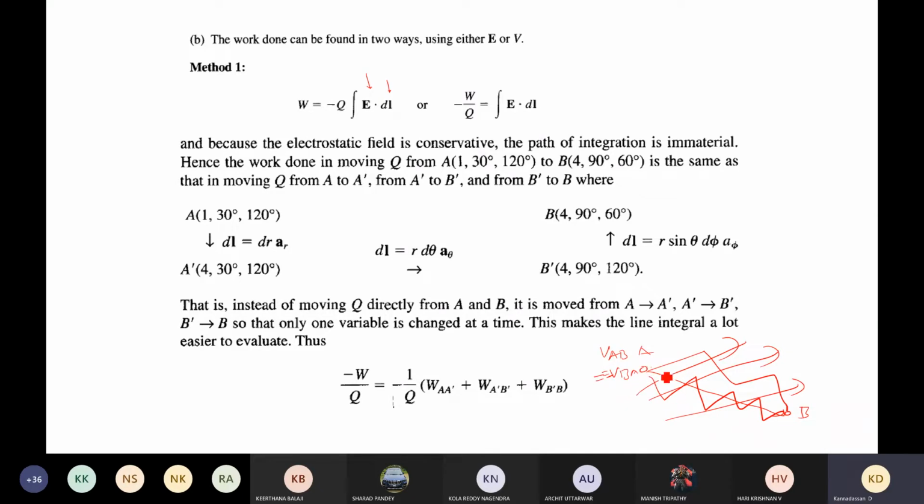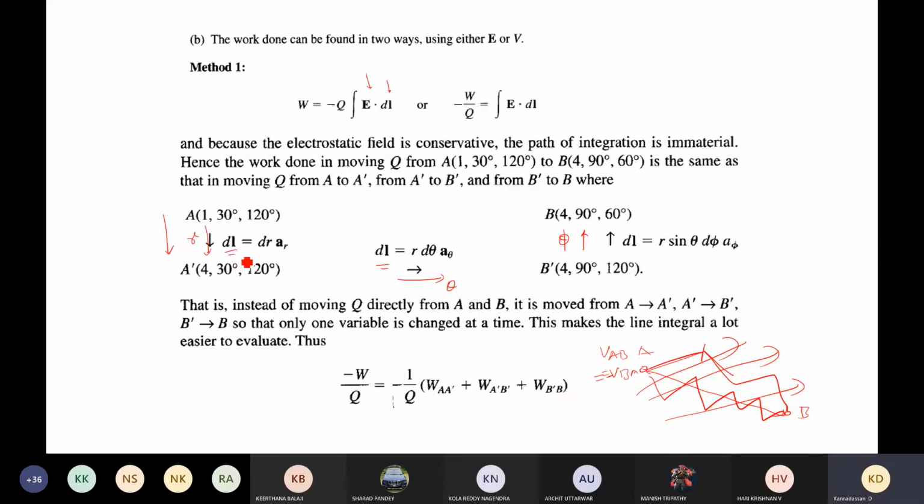Otherwise, you can add from here to here, here to here, here to here, so that is what is done over here. First we have to calculate this line from A to A dash, which is changing only in the R vector. And here it is varying only with respect to theta. So let me mention that this is the R vector, this is theta, and here we are going to vary only phi.